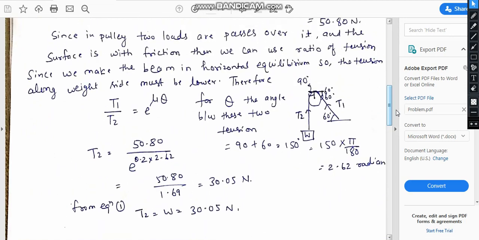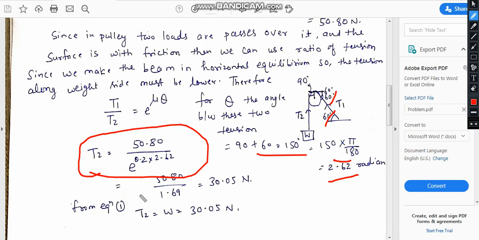So this is vertical, so this is 90 degree and this is 60 degree. Place a parallel line, and we find that this angle is equal to this. So the total angle is 150 degree; convert it into radian. By using this formula, we can calculate the value of T2, which is equal to 30.05 Newton, and that T2 is equal to W, so W is 30.05 Newton.